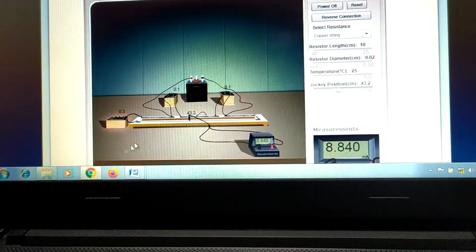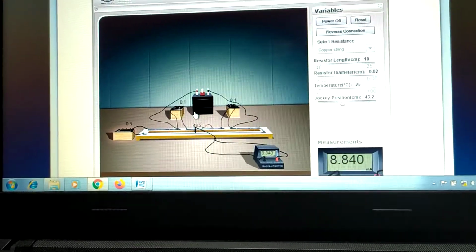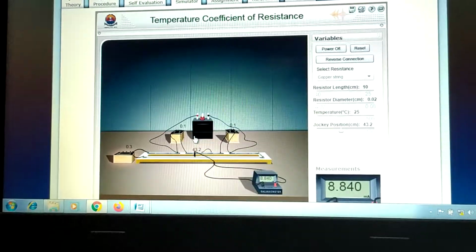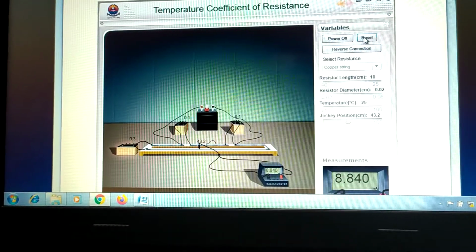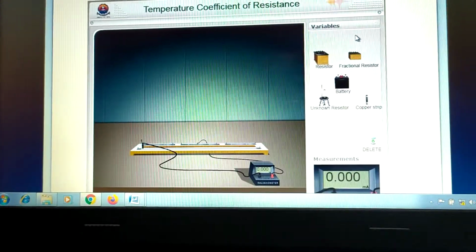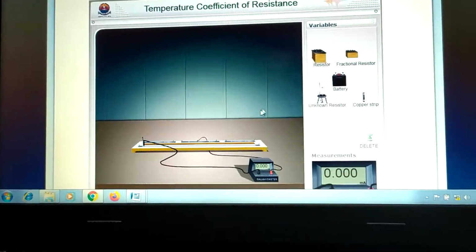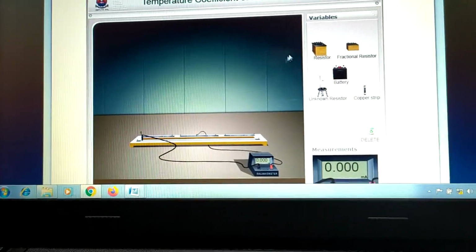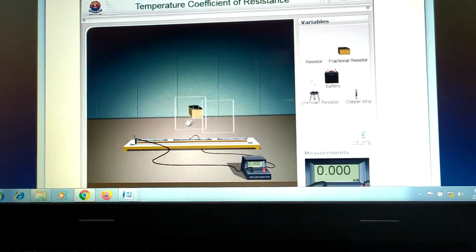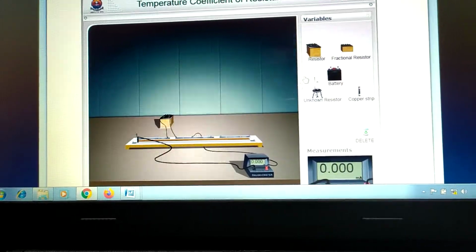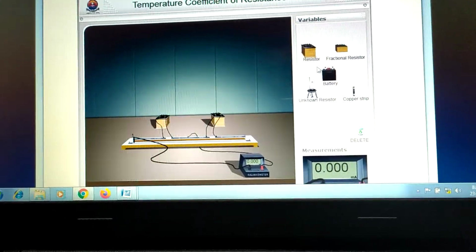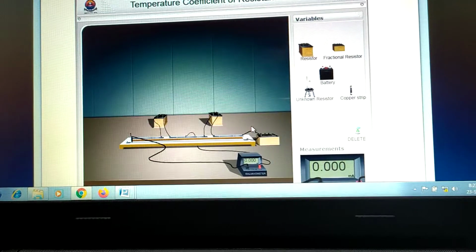Now I am going to discuss the second part, that is the determination of unknown resistance. What we have to do is reset. You press the reset button, and the setup is back at the beginning. Again you make the circuit, you close it: this is P, this is Q, this is the fractional resistance.